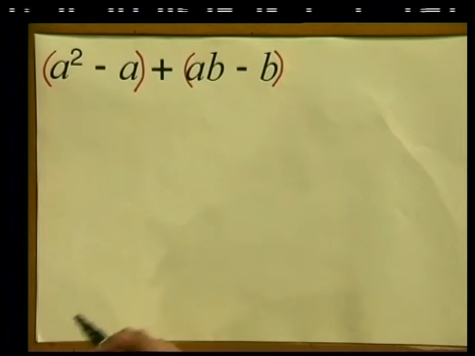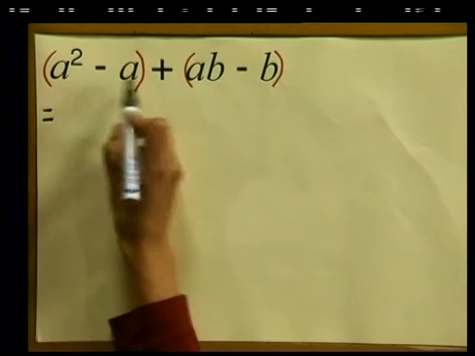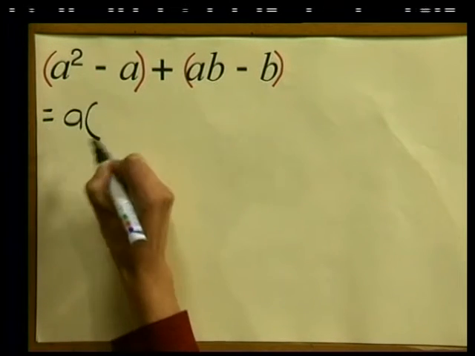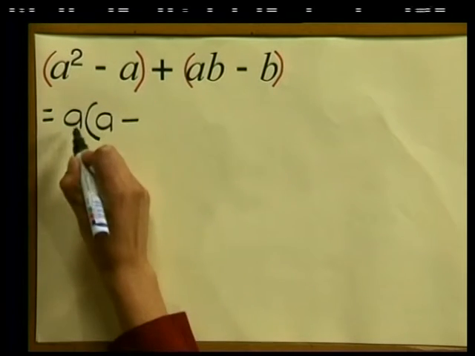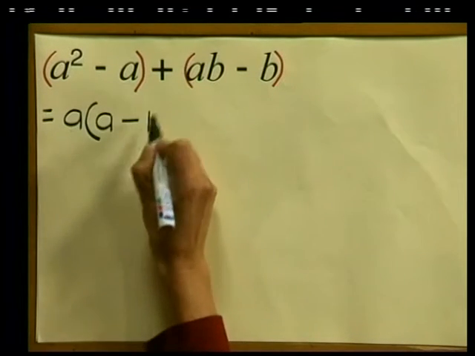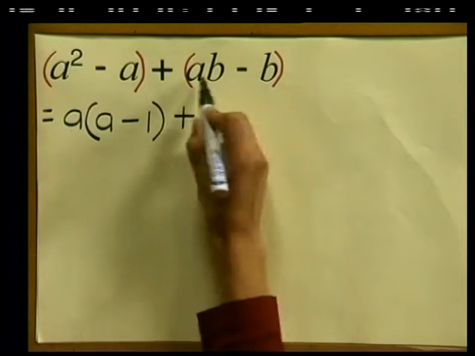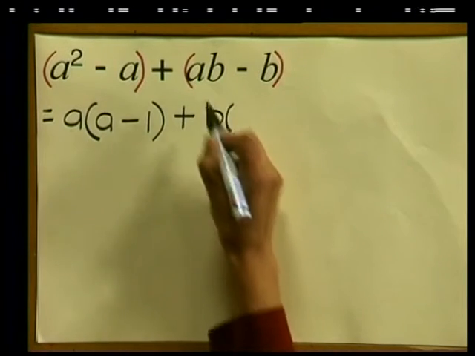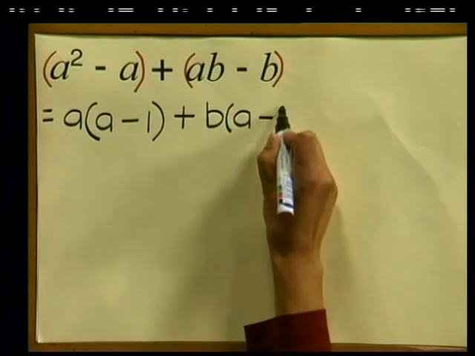Now with this grouping, let's check to see if there's a common factor. We need to factorize each term first. Over here, notice we have a common factor a. So we can take it out. A into a squared, we're going to be left with a, minus a into a, we are left with a 1. Put our plus sign in. Over here now, we have a common factor b, so we take it out. Then b into ab, we're left with a, minus b into b, we are left with our 1.